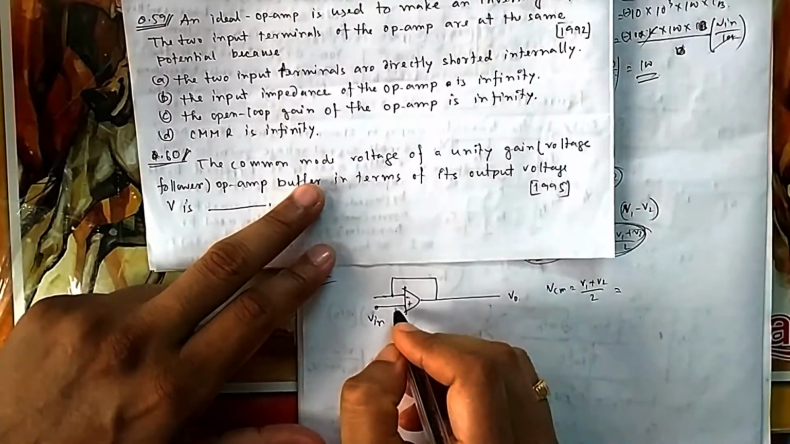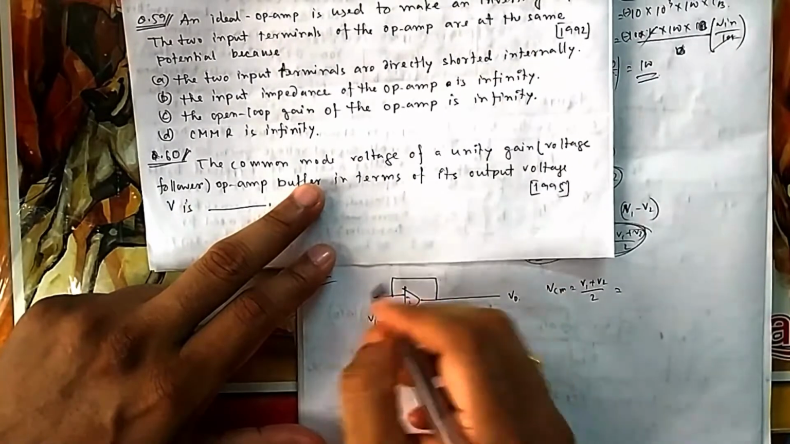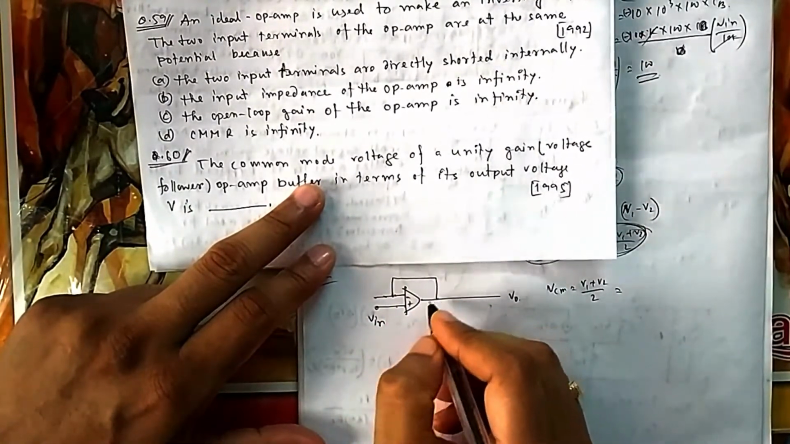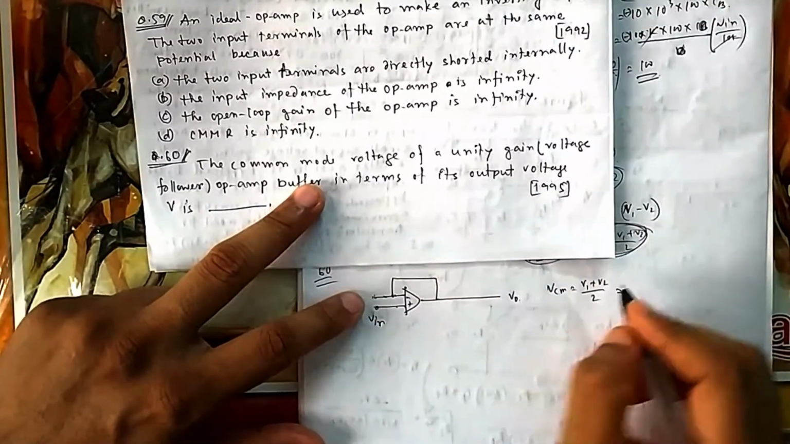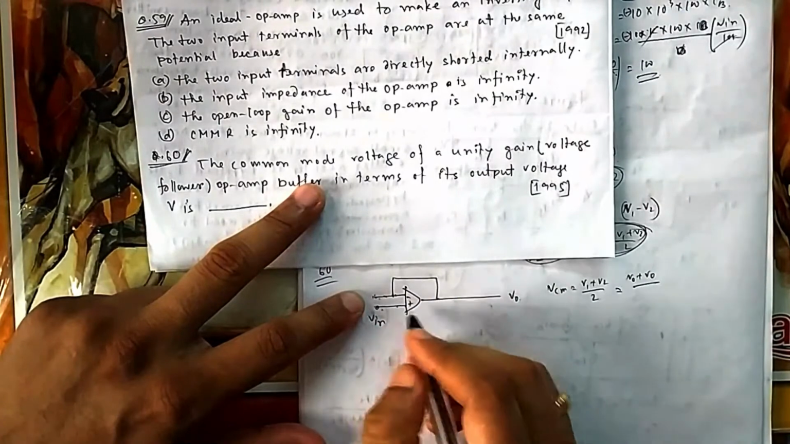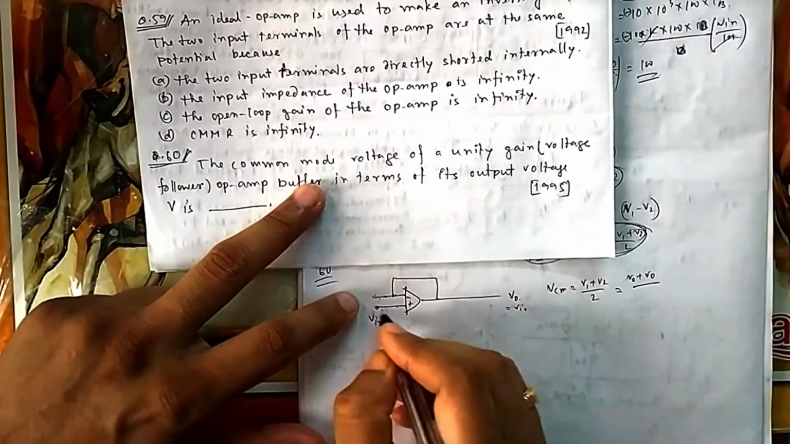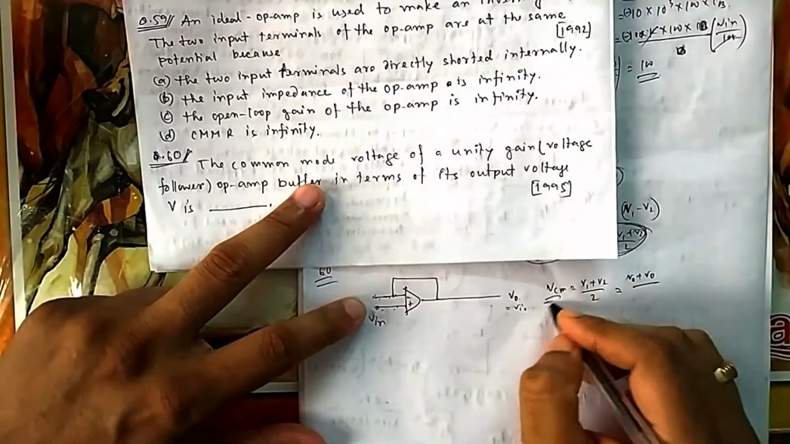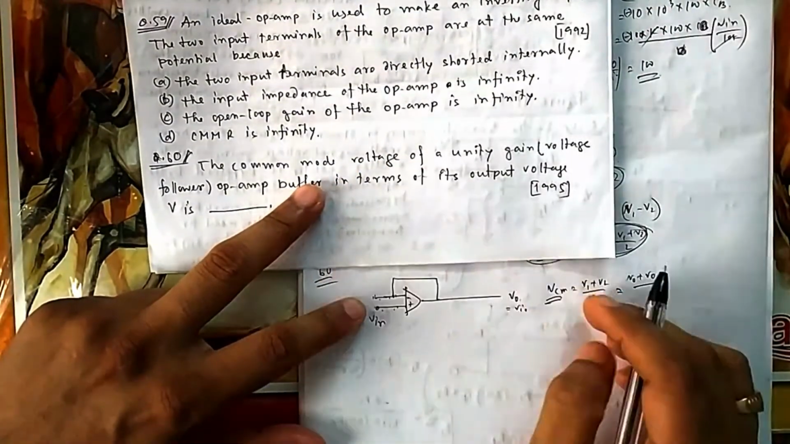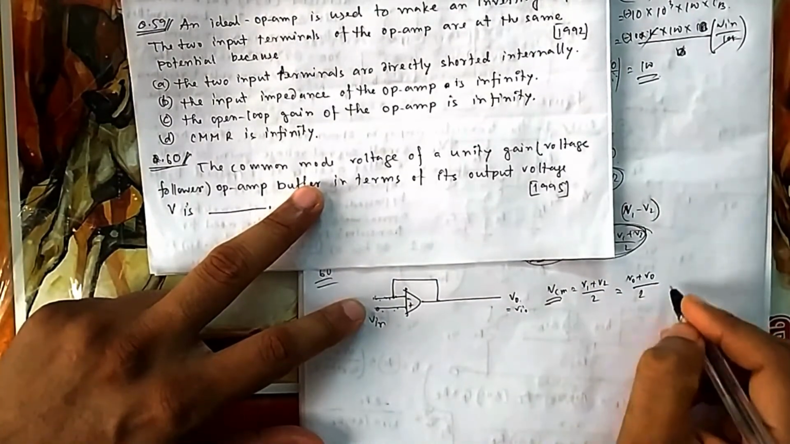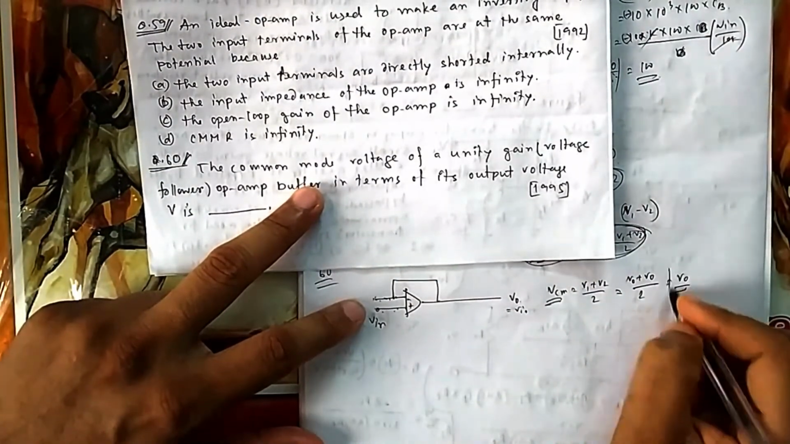Because it is a voltage follower, this voltage and the output voltage all remain the same. So your V1 and V2 both become V0, because Vin also becomes V0 in a voltage follower. You can see the output will simply be Vin. So this is also V0, this is also V0. Your common mode voltage, V1 plus V2 by 2, divided by 2, is nothing but V0. So V0 is the answer.